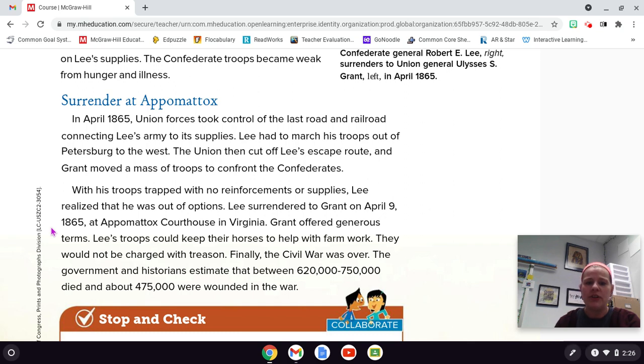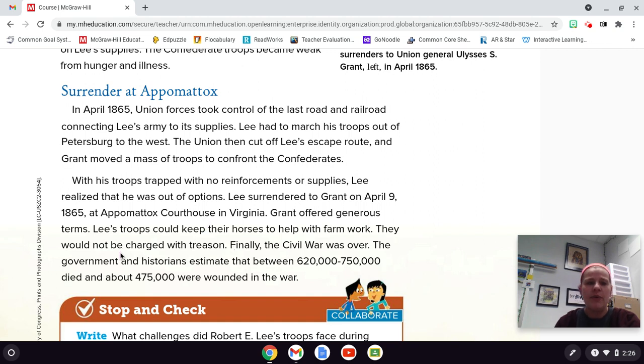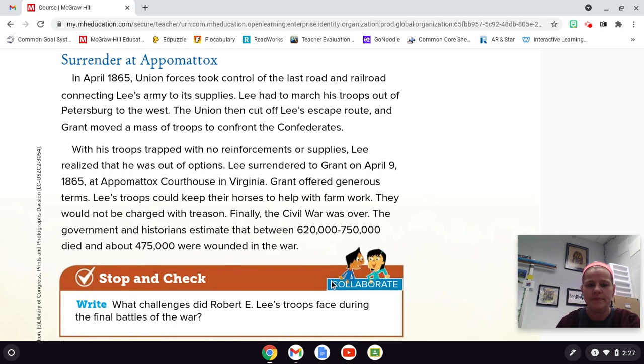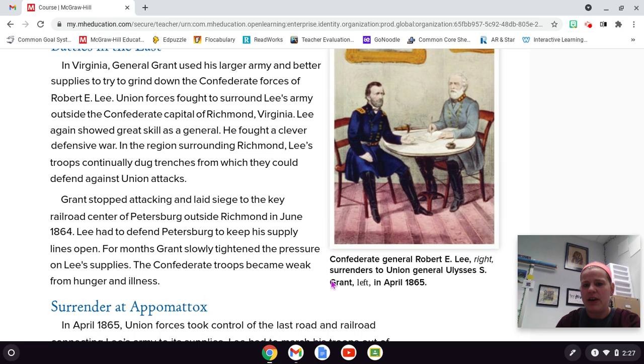Grant offered generous terms. Lee's troops could keep their horses to help with farm work. They would not be charged with treason. Finally, the Civil War was over. The government and historians estimate that between 620,000 and 750,000 died, and about 475,000 were wounded in the war. And so lastly, we have that picture of Confederate General Robert E. Lee, right, surrendering to Union General Ulysses S. Grant, on the left, in April of 1865.